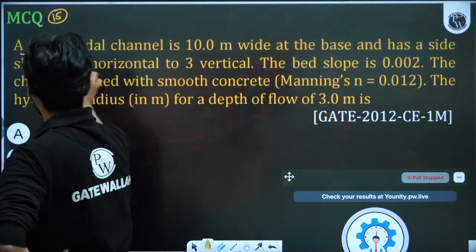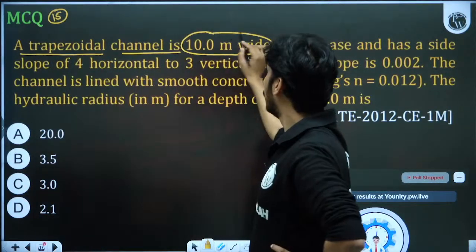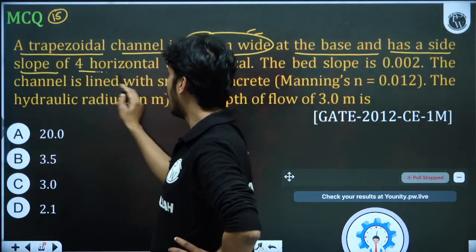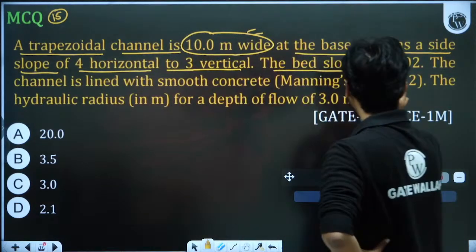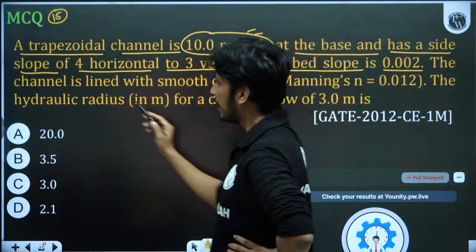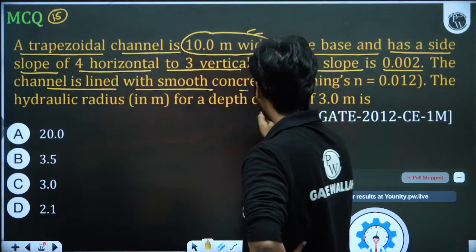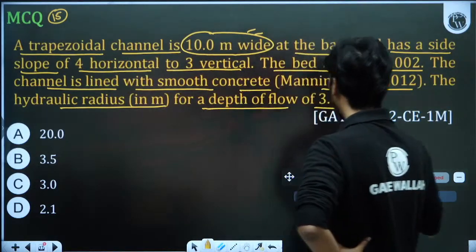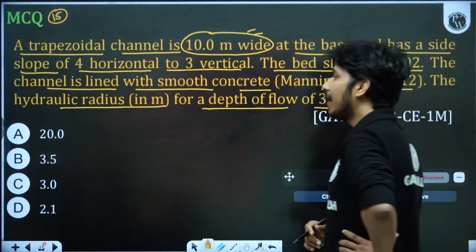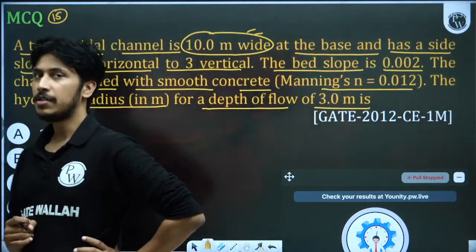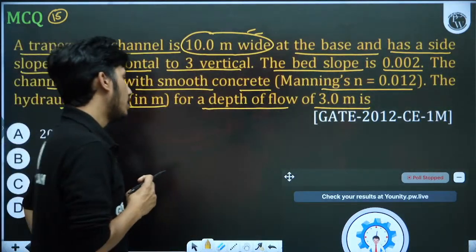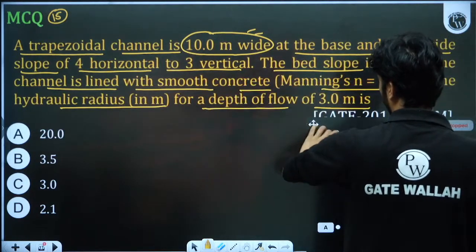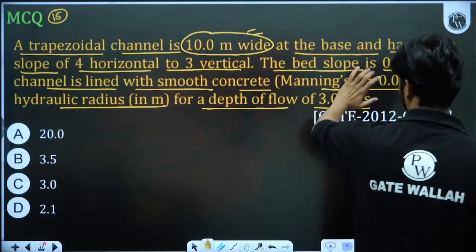Question number 15. A trapezoidal channel is 10 meter wide at the base and has a side slope of 4 horizontal to 3 vertical. The bed slope is 0.002. The channel is lined with smooth concrete, Manning's n 0.012. The hydraulic radius in meter for the depth of the flow 3 meter is. So here you have to just go through the question and fetch the correct things suitable for this question. Just give me that in the poll.